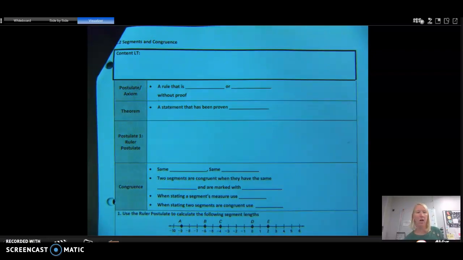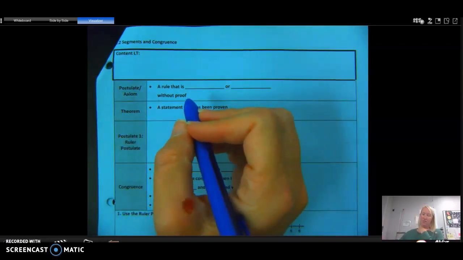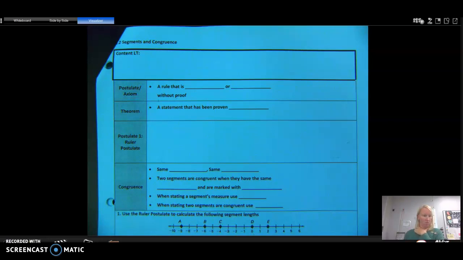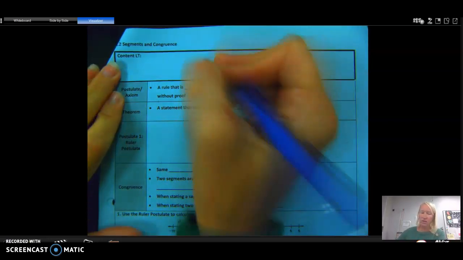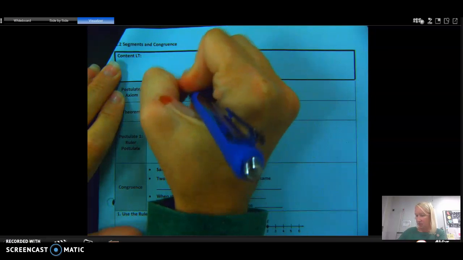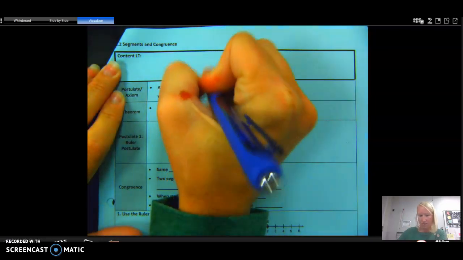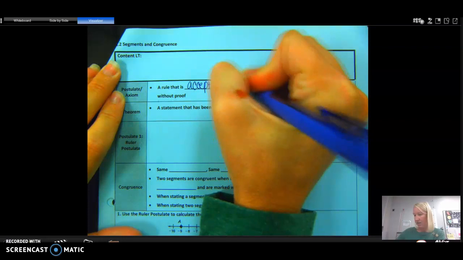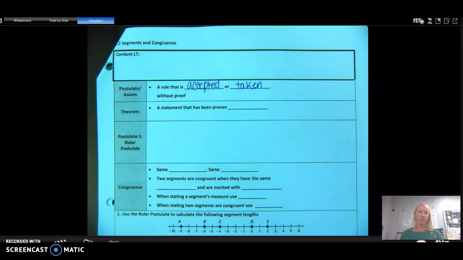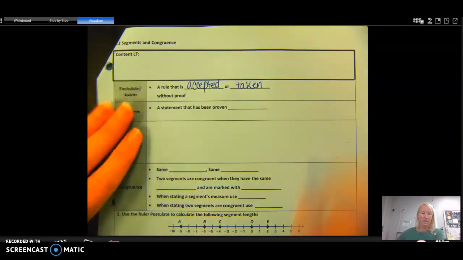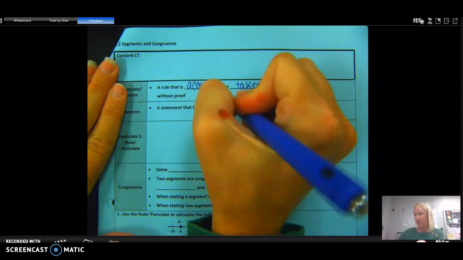Hello. Okay, we are on 1.2, segments and congruence. Go ahead and go to that in your notes. Here we go. We're going to start with postulate and axiom. Again, we're going through more definitions. This is a rule that is accepted or taken without proof. A theorem is a statement that has been proven to be true.